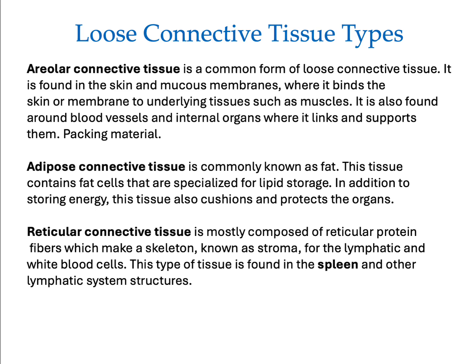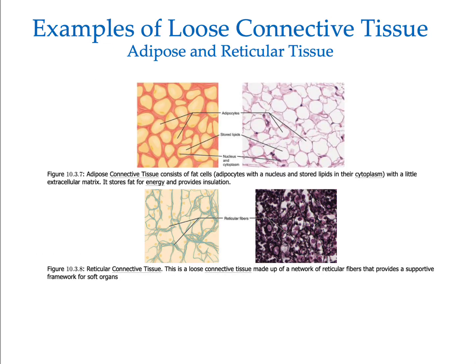Reticular connective tissue is mostly composed of reticular protein fibers, which make a skeleton, also known as stroma, for the lymphatic and white blood cells. This type of tissue is found in the spleen and other lymphatic structures such as the tonsils. So reticular is a kind of a web-like formation. Examples of loose connective tissue. Here's just adipose and reticular.